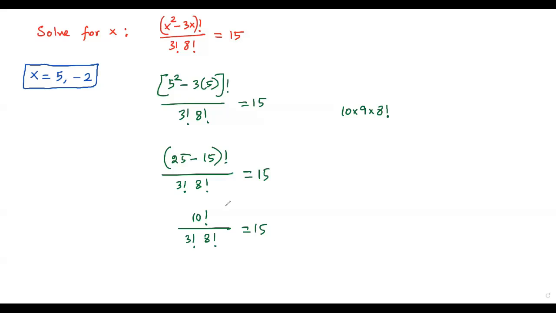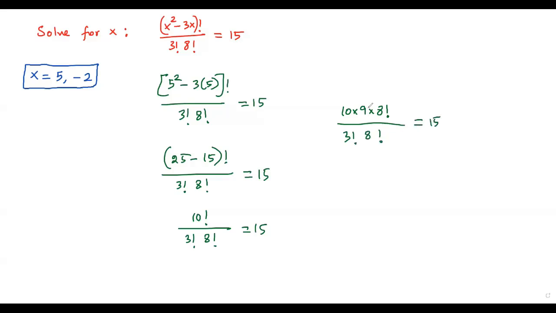Whenever I expand a factorial and want to stop anywhere in the middle, I have to put factorial over there. So here 10 factorial equals 10 times 9 times 8 factorial. It would keep going up to 1, but I stop in the middle, particularly at 8, so I have to take factorial over there. Over 3 factorial times 8 factorial equals 15.